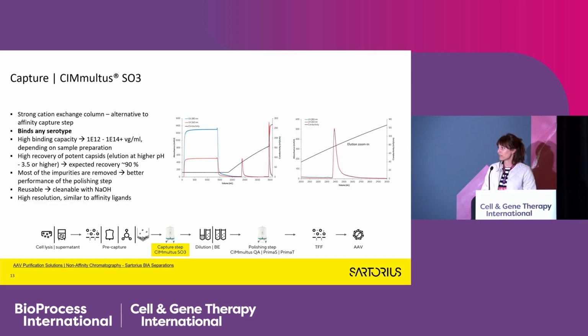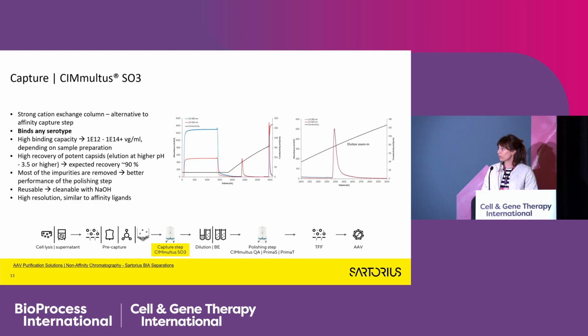The capacities that can be reached with this column are in a range of e to the power of 12 to e to the power of 14 viral genome per milliliter. So this really depends on the sample preparation, so the steps before capture. Here we can really achieve high recovery of potent capsids, so elution at higher pH, around 3.5 or higher. And we really expect the recovery of 90% or even higher.